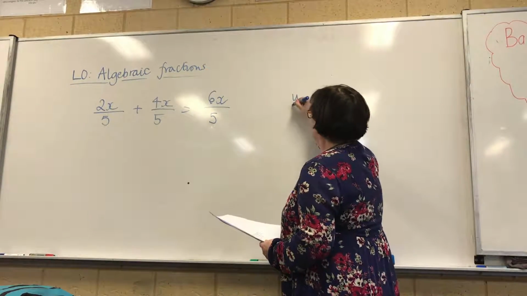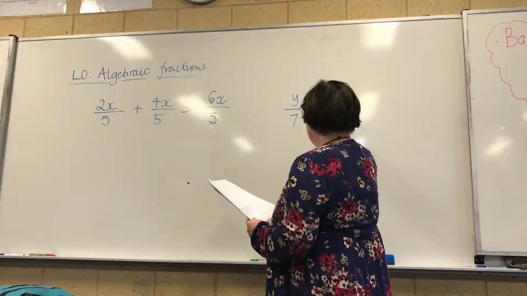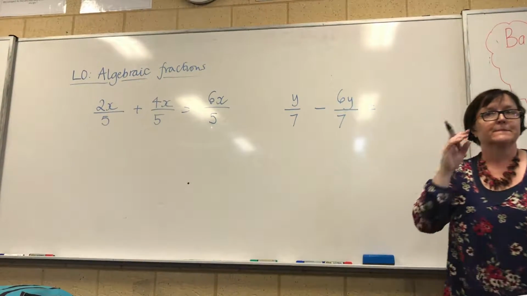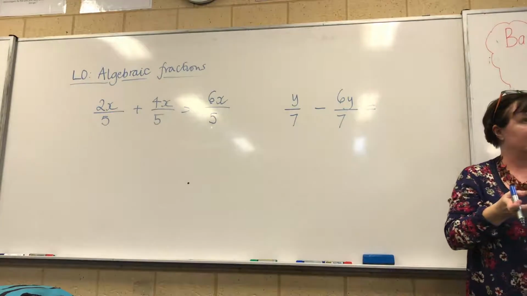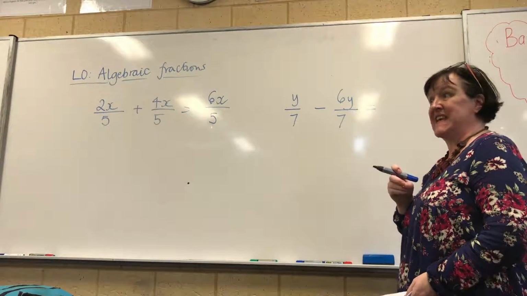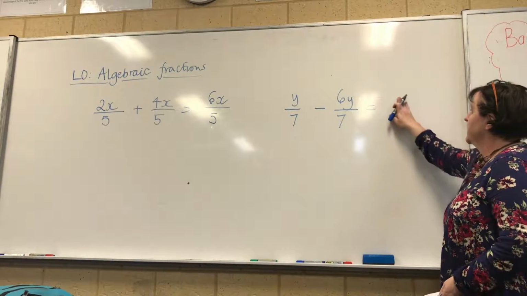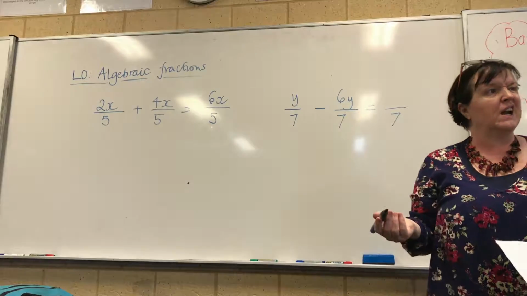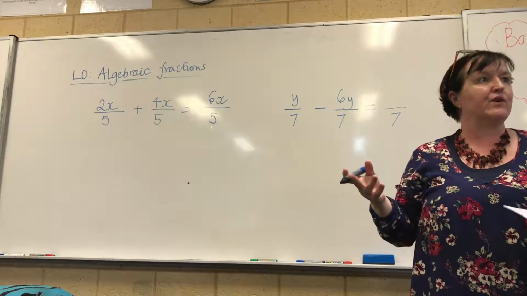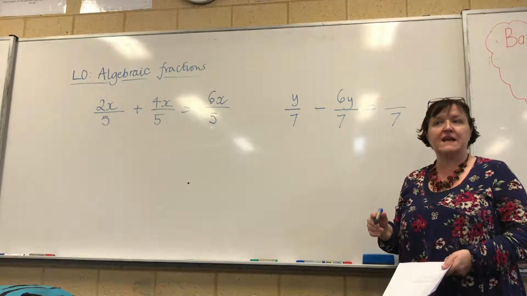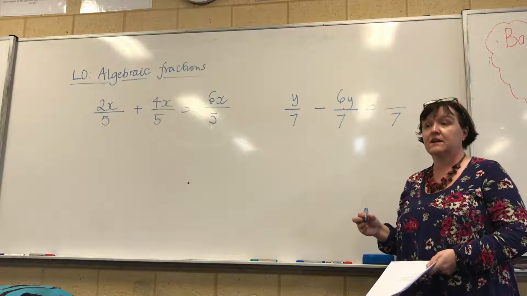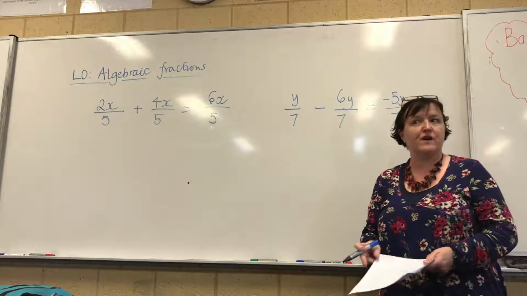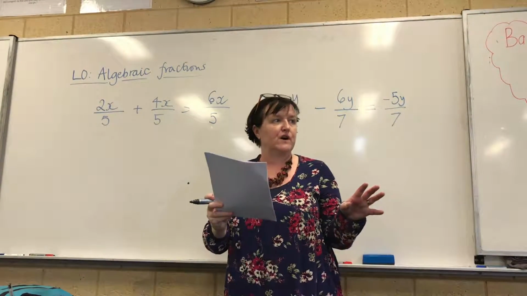Okay. And so y over 7, take 6y over 7. Again, look at the denominator. The denominator is the same, so the new denominator will be 7. And then this one's slightly more complicated because we've got a negative involved. We've got y take 6y, which is negative 5y. Negative 5y, that's right. So your answer is negative 5y over 7. Everyone with me so far?